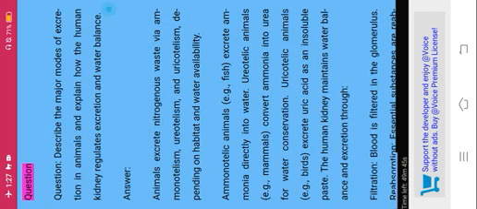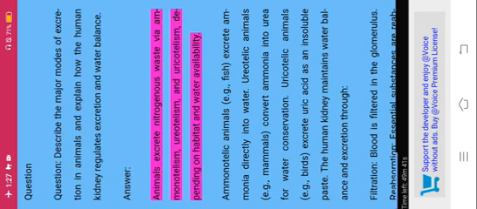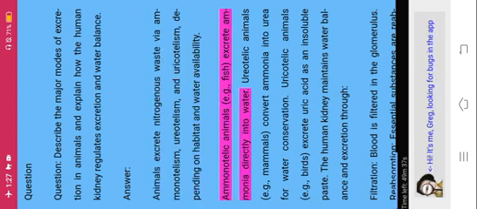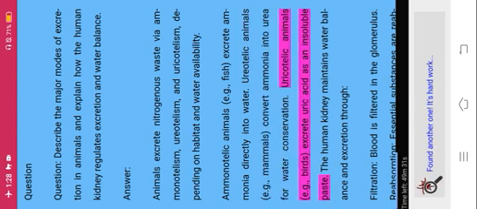Previous year question. Question: describe the major modes of excretion in animals and explain how the human kidney regulates excretion and water balance. Answer: animals excrete nitrogenous waste via ammonotelism, ureotelism, and uricotelism, depending on habitat and water availability. Ammonotelic animals, e.g., fish, excrete ammonia directly into water. Ureotelic animals, e.g., mammals, convert ammonia into urea for water conservation. Uricotelic animals, e.g., birds, excrete uric acid as an insoluble paste.